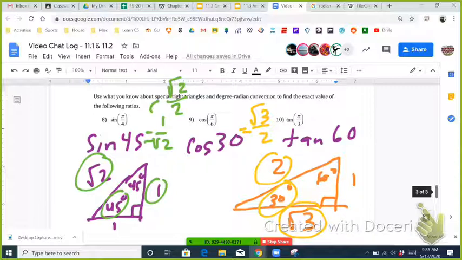And then for the tangent of 60, I'll use this angle, and I'm going to do opposite over adjacent. So I get root 3 over 1, which is just root 3.